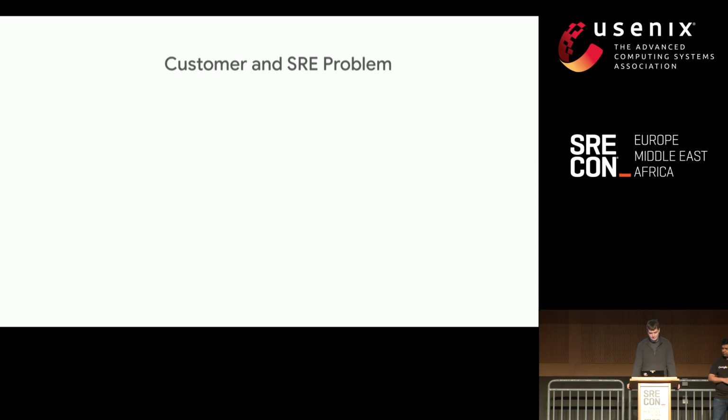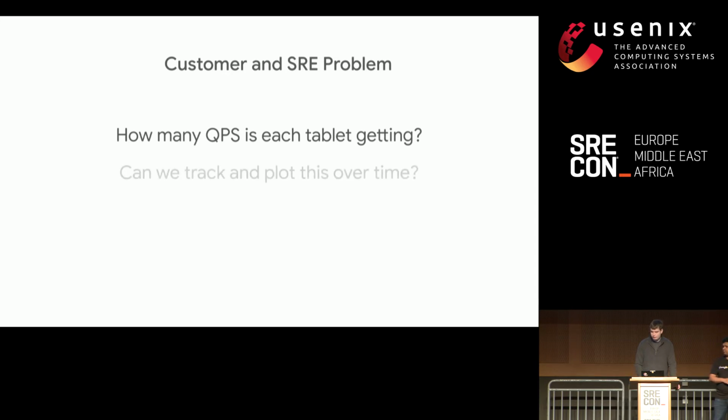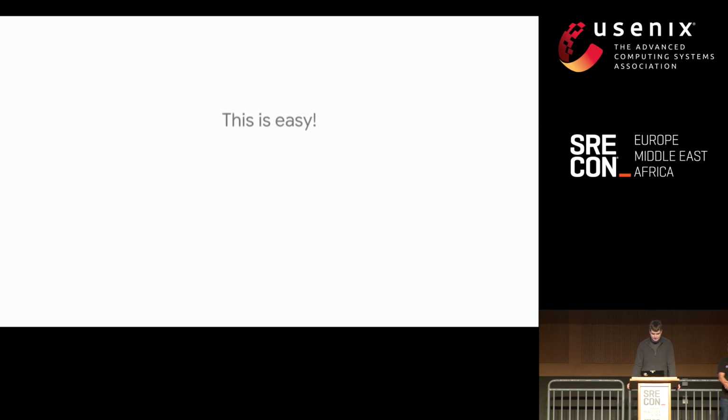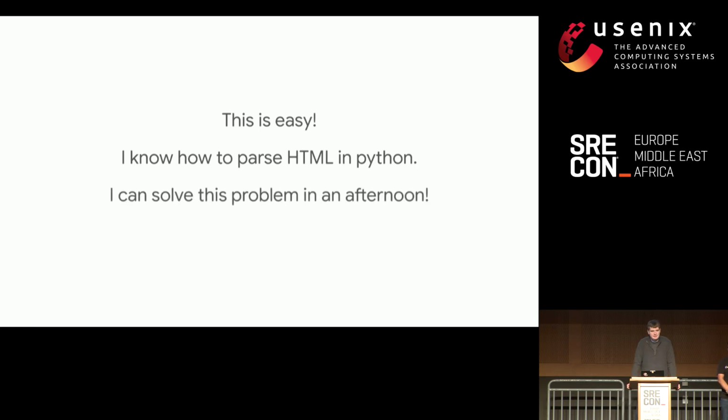So here's another sad but also true example. Imagine that a customer wants to know how much traffic each tablet, each range of their table, is getting. Can we track and plot this over time? So it turns out that every tablet server has this status page, which shows details about the tablets that are loaded on it and how many QPS they're getting and what their size is. And so you think, great. I know Python, and I know there's this library in Python that can scrape HTML and parse it. So this sounds really simple. I should just be able to solve this problem in an afternoon by writing a script.